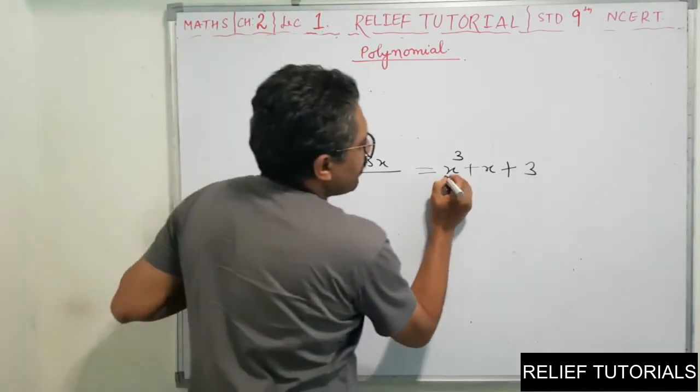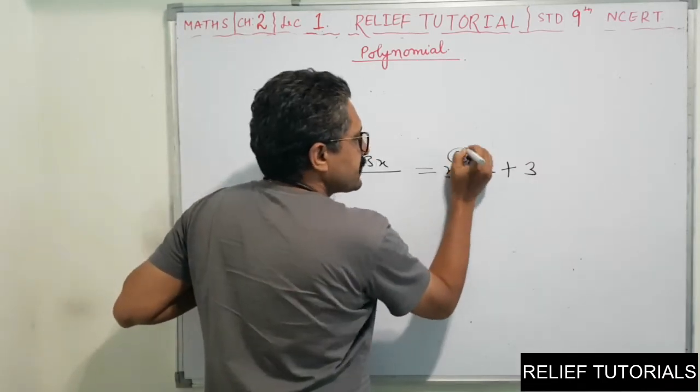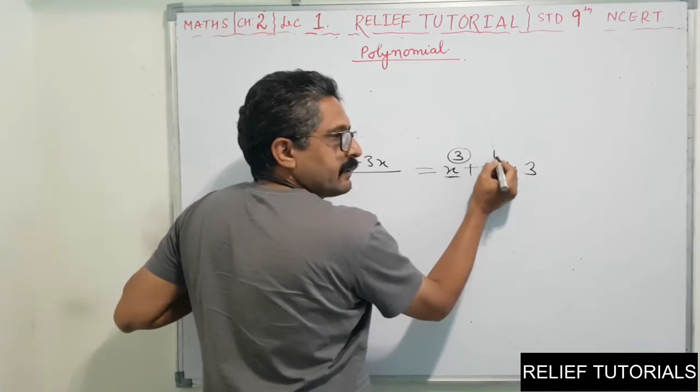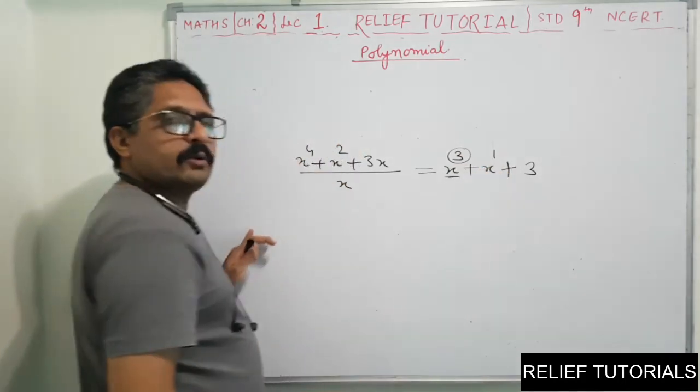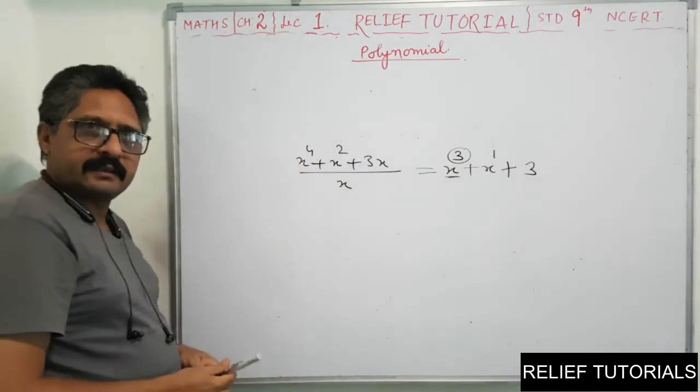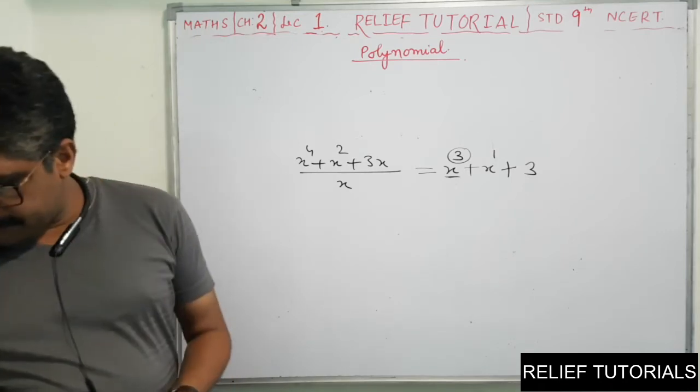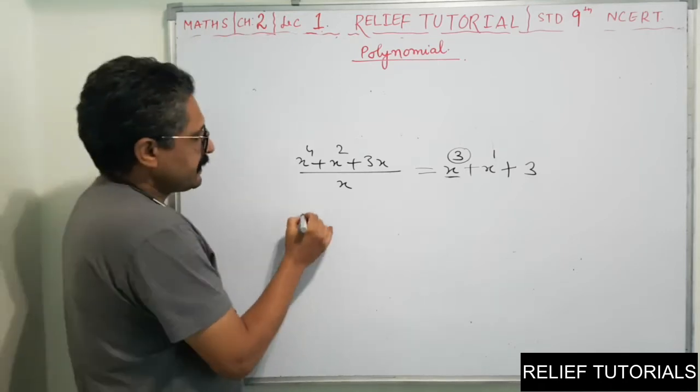Why? Because the power of variable is positive. See, 3 and 1, so the powers of the variable are whole numbers. So it is a polynomial. Clear?